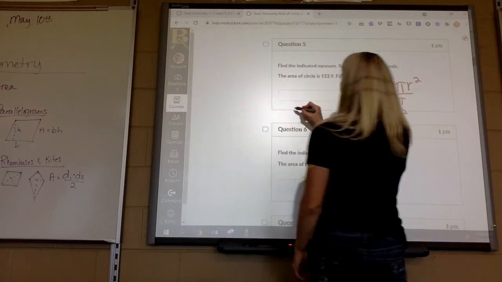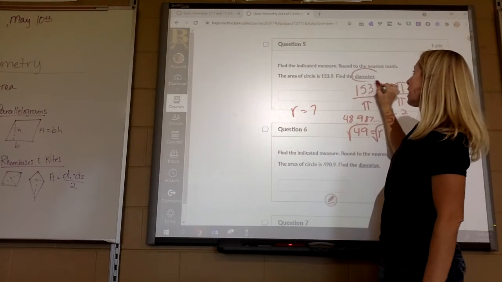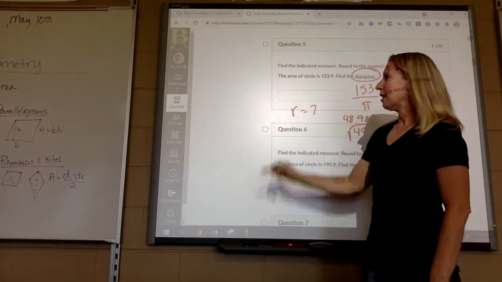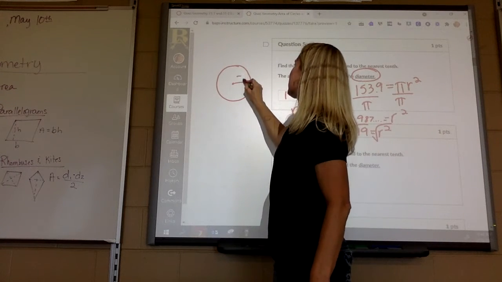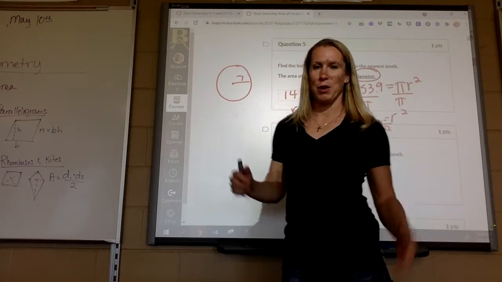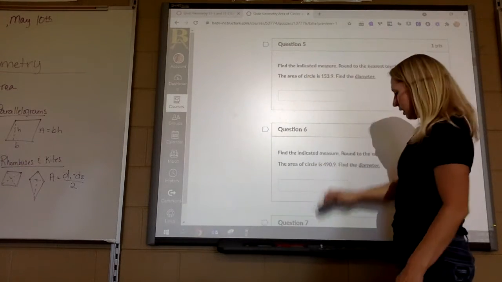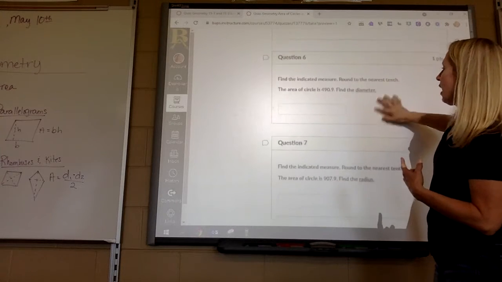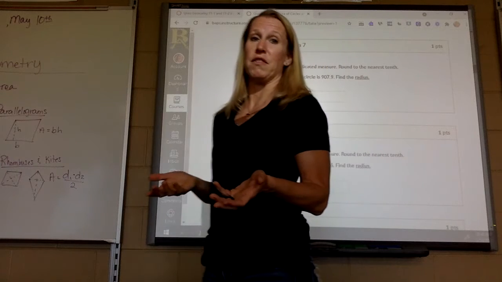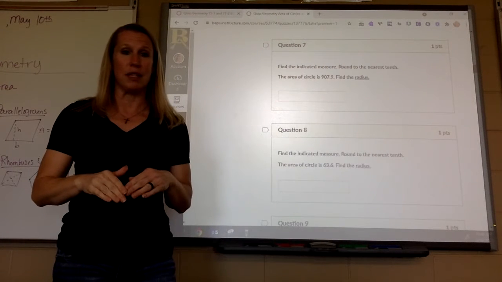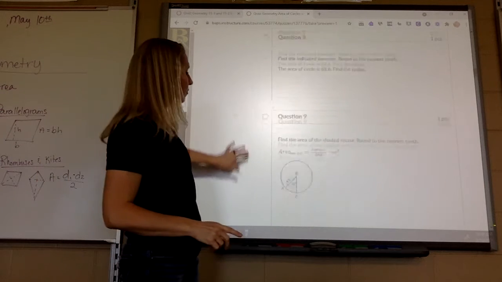So if my radius is 7, what would the diameter be? Because I'm finding the diameter. The diameter would be 14 because the radius is halfway across, and the diameter is all the way across. All right, so number 6 will be just like number 5. Now number 7 and 8, you're actually just finding the radius, so you don't have to find the diameter. You'll set it up the exact same way, divide by pi, and take the square root.